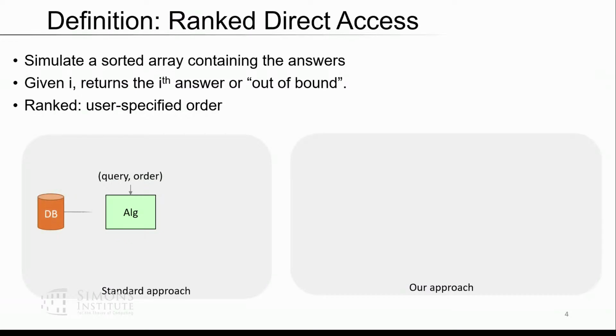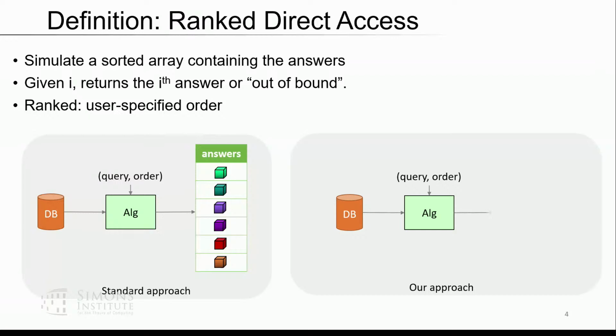So what this means is that in the standard approach for query answering, we have an algorithm, we specify a database, we get the query answers. Here our approach is different. The algorithm doesn't immediately produce the query answers. It produces this sort of data structure. You can call it a factorized database if you want. And then you can make these access calls to this data structure and get the answers in these indices. Okay, is that clear?